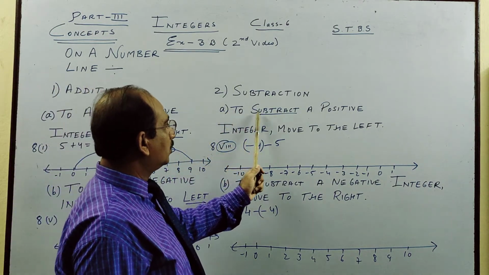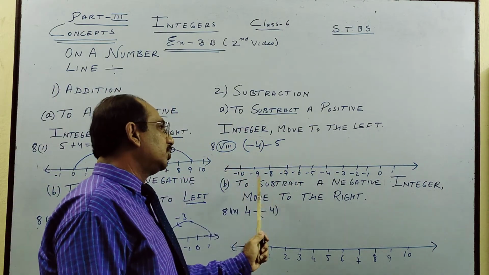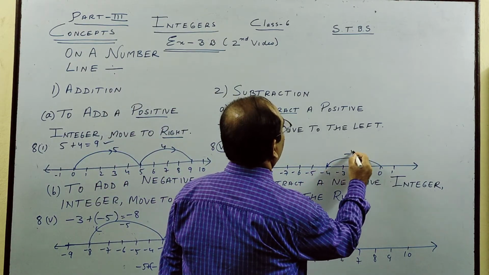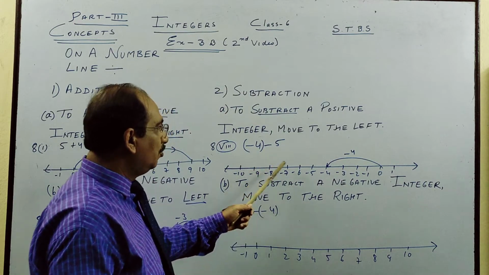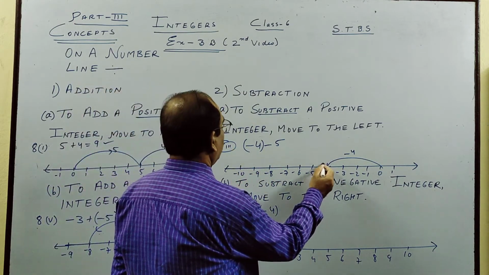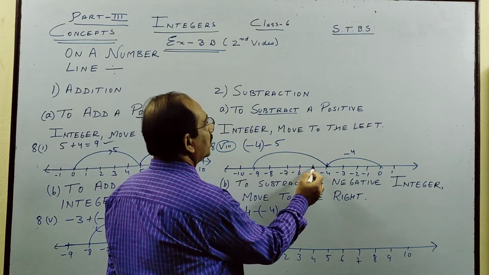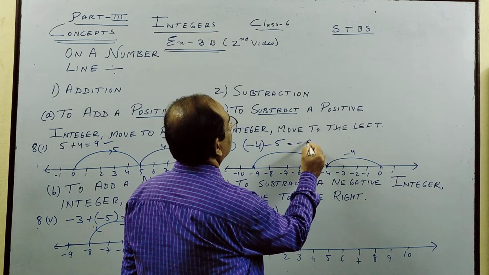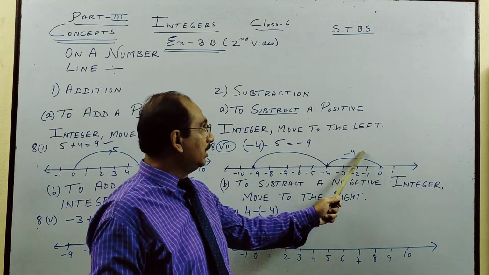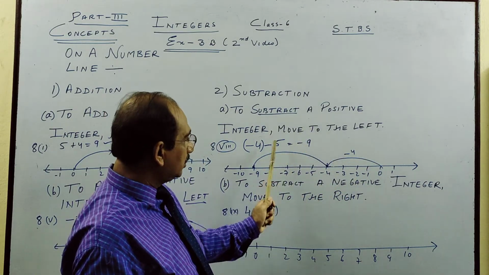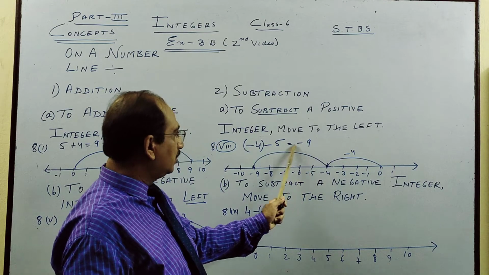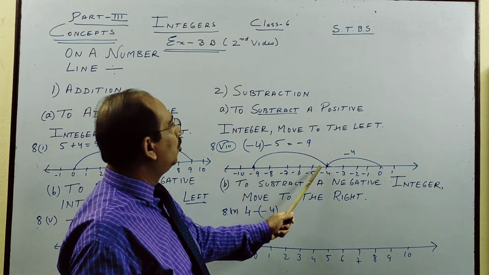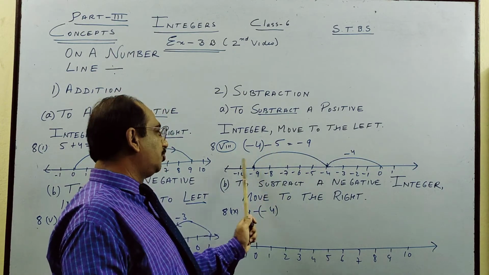Subtraction. To subtract a positive, we move to the left. So it decreases. So we are at minus 4. We move to the left. So here we reach minus 5, that means 1, 2, 3, 4, 5. So we reach minus 9. Once more, from minus 4, we subtract a positive integer, we move to the left. Subtraction, positive, we move to the left.